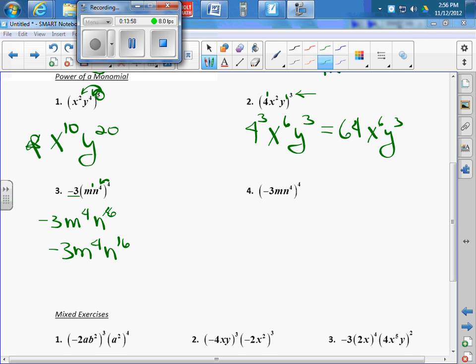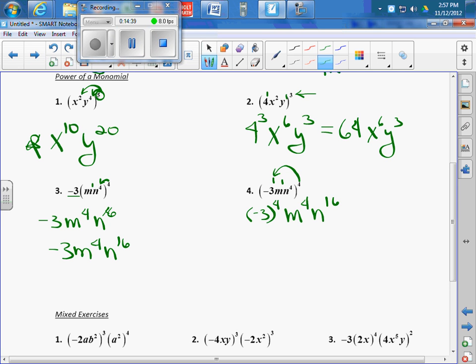Number 4, let's take a look at it. Negative 3 is being raised to the first power. M is being raised to the first power. N is being raised to the fourth power. In this case, the negative 3 is inside the parentheses. Its exponent, 1, gets multiplied times the 4. You'll need to put that negative 3 in parentheses. All negative numbers go in parentheses. You'll see why when we plug this into your calculator. 4 times 1 is 4, so I'm going to have negative 3 inside the parentheses raised to the fourth power. I'll have m to the fourth and n to the 16th.